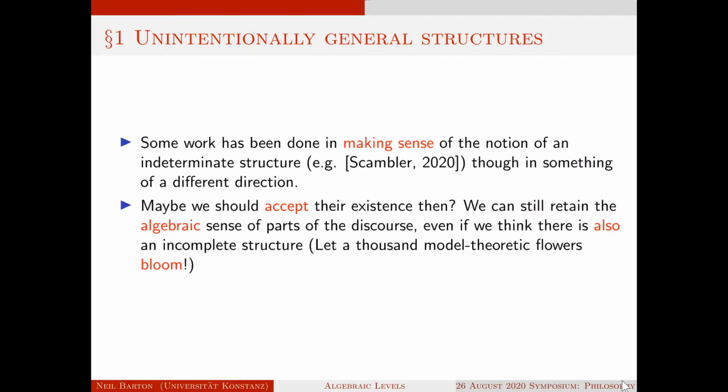And it bears mentioning as well that some work has been done in making sense of this notion of an indeterminate structure. So Chris Gambler has a recent paper that does this, though it does in something of a different direction with a different axiomatization. So maybe then we should accept the existence of incomplete structures. We can still retain the algebraic sense of the various parts of our discourse, even if we think there is also an incomplete structure. So the slogan here: let 1,000 model theoretic flowers bloom.